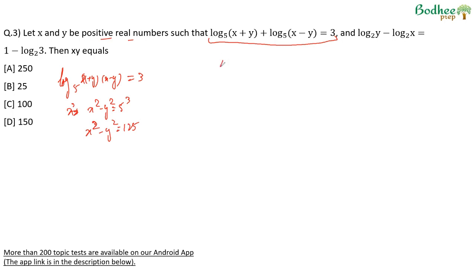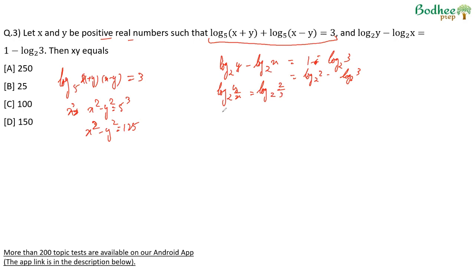The second equation says log of y to the base 2 minus log of x to the base 2 is equal to 1 minus log of 3 to the base 2. If I write 1 in terms of base 2 as well, we will be able to remove the log. So log of a minus log of b is log of a by b to the base 2. Here 1 can be written as log of 2 to the base 2 minus log of 3 to the base 2. Again, log of a minus log of b will be log of a by b to the base 2, and therefore y by x is equal to 2 by 3.